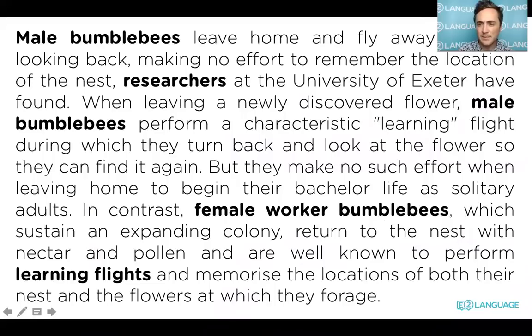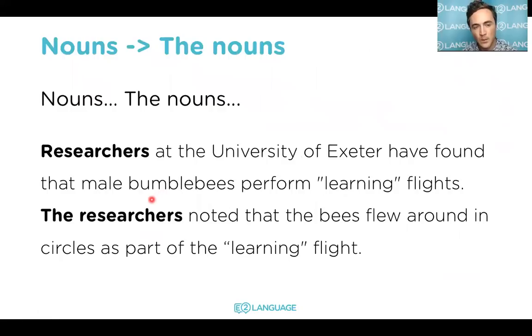So with that paragraph that we looked at, here's a noun here, bumblebees, but it has no article. And here, researchers at the University of Exeter, here's the noun, but it has no article. Male bumblebees, female worker bumblebees, no articles. Learning flights, no articles. Why? When do we not use an article? This is a critical thing to understand, and I'll show you. Well, we do it like this.